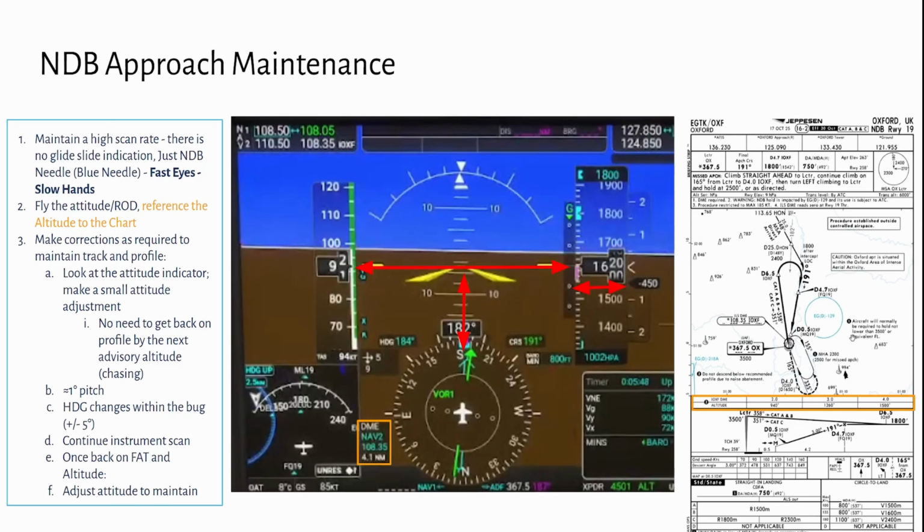We're flying the attitude and the rate of descent. We're not referencing anything else with regards to the altitude, and we're just referencing the altitude to the chart, okay? Because that's the only thing we can do on an approach like this. That's why it's a 2D approach.